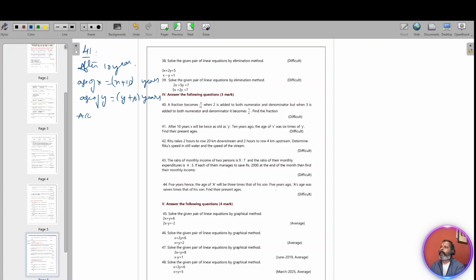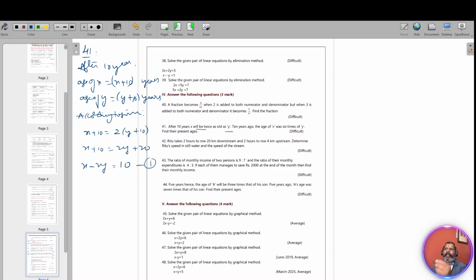Now, according to the given, read the statement. X's age is twice as old as y. Means x's age is what? x plus 10 is 2 times y plus 10. You simplify and make it in standard form, that is x plus 10 equals 2y plus 20. I'll transpose y to the left-hand side and 10 to the right-hand side, you will get x minus 2y equals 20 minus 10, which is 10.